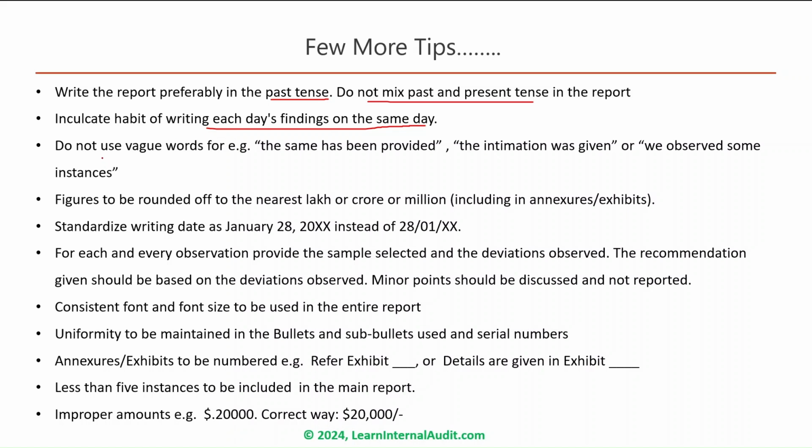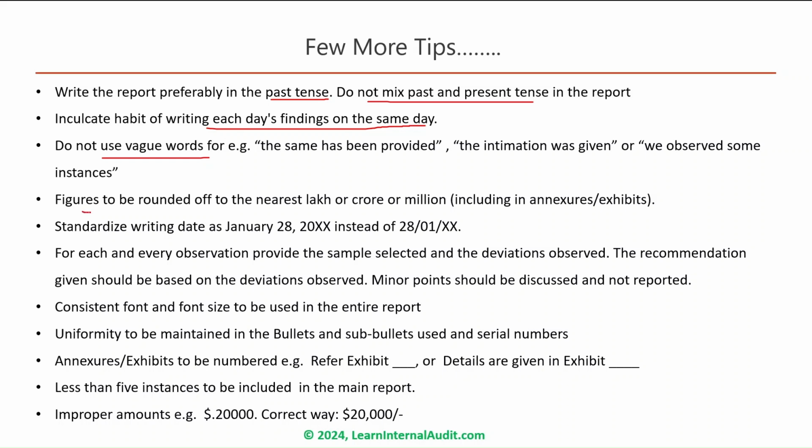Do not use vague words. "The same has been provided" is a vague word. "The same does not have any description." "The intimation was given," or "we observed some instances." These are all vague words. "Some" is a vague word. "Same has been provided" is a vague word. What was provided? What is the count of instances? What intimation was given? This is what has to come in your report. A report should not be something where a user has to come back and ask you what you mean by this. It has to ensure absolute clarity.